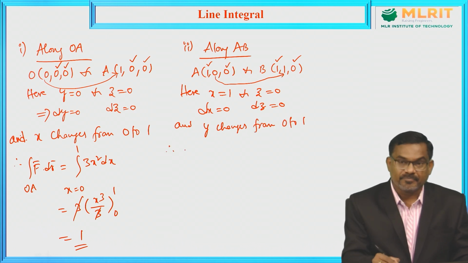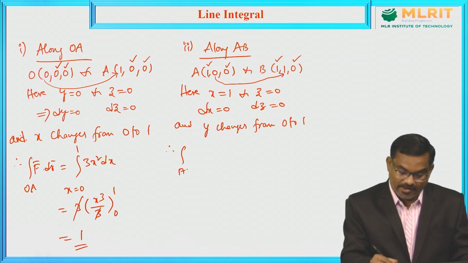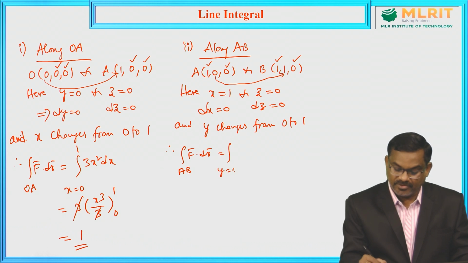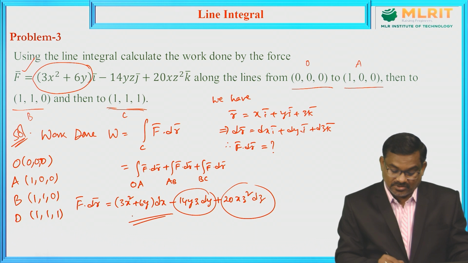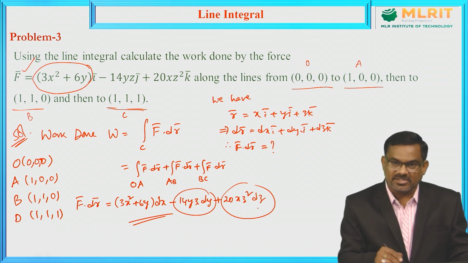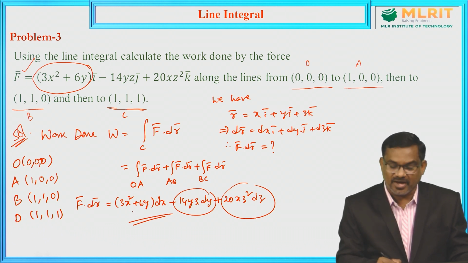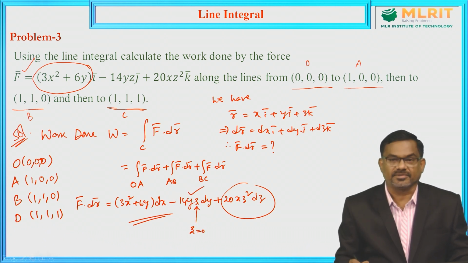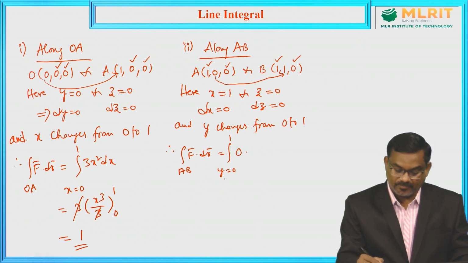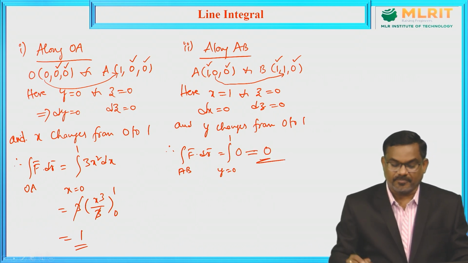Therefore, the line integral along AB, f bar dot dr bar, will be y from 0 to 1 of f bar dot dr bar. Here dx is 0, dz is 0. So the first term vanishes, the last term vanishes, and x equal to 1 but y equal to 0, here we have that y. Z equal to 0, here z equal to 0. So therefore this also vanishes. So it is equal to 0.